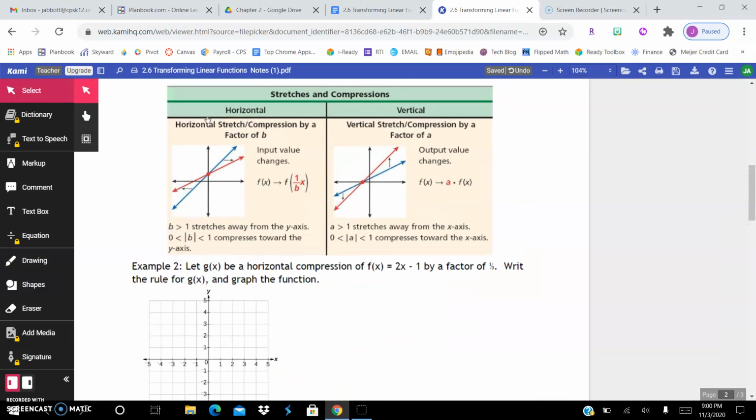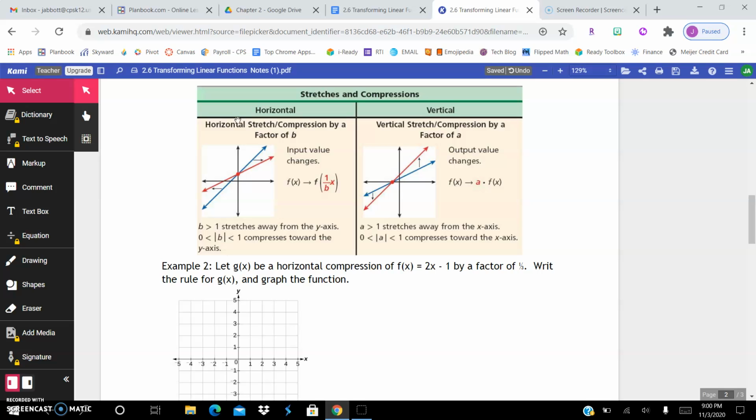Then we're going to look at stretches and compressions, horizontal and vertical. If it's a horizontal stretch or compression by a factor of b, and the absolute value of b is greater than 1, it's going to stretch away from the y-axis. And if the absolute value of b is between 0 and 1, it's going to compress towards the y-axis. So it's going to be shrunk or squeezed toward the y-axis.